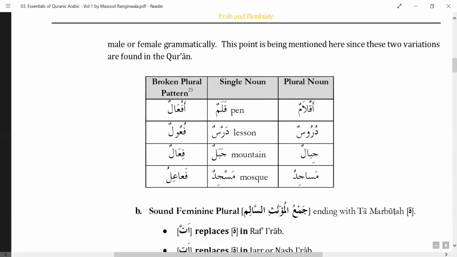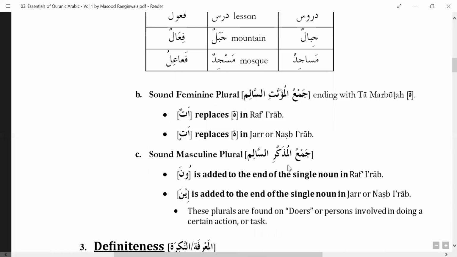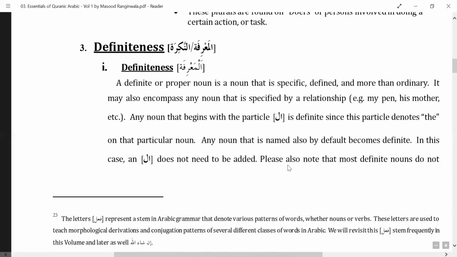Darsun is lesson. The plural is on the pattern of fu'ulun, which means durusun. Jabal is mountain. It's on the pattern of fi'alun. You have to remember the word is jibalun, the plural. Masjidun is on the plural of fa'ilu, which is masajidu. So qalam, aqlam, dars, durus, jabal, jibal, masjid, masajid. These are just a few words, but we need to learn more from the list.